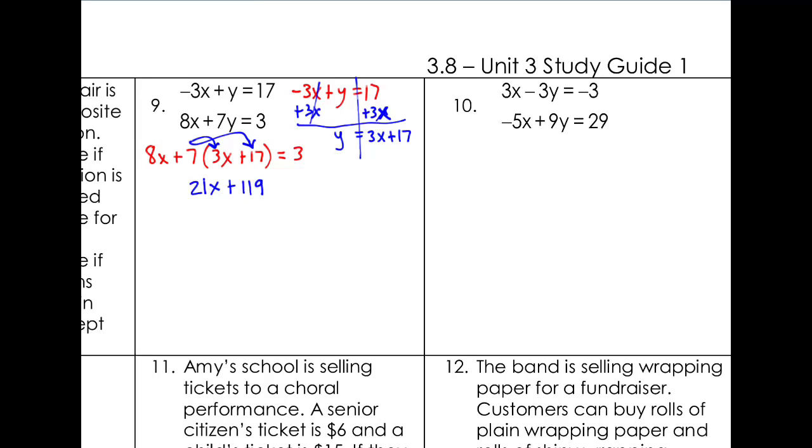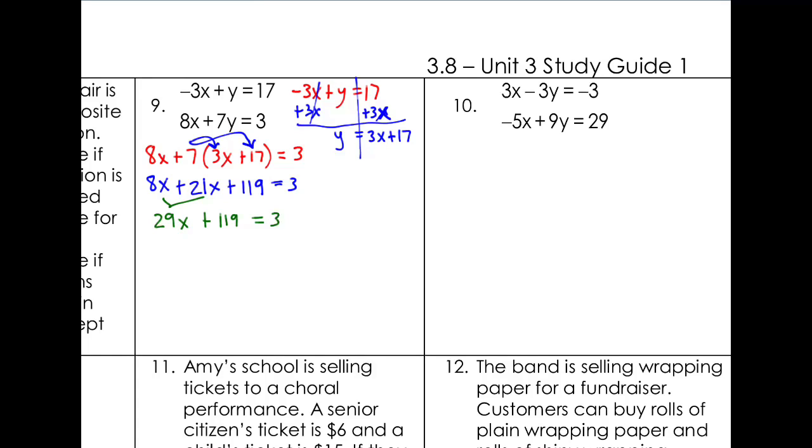So let's bring down everything else we have here. That's going to be an 8x. And then equal to 3. Okay, so now we're going to combine like terms. So we have a 21x and an 8x. That is equal to 29x plus 119. Bring everything else down.